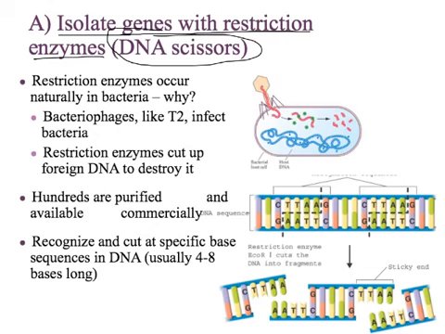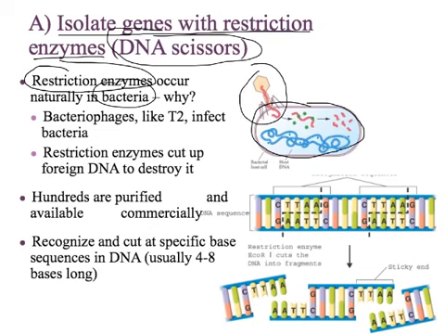So restriction enzymes are actually found naturally in bacteria, but you might think why. And the reason is bacteria are infected by viruses. And remember, viruses work by injecting their own DNA and taking over the bacterial cell. They kind of hijack it. So bacteria have these enzymes that recognize the viral DNA. So the restriction enzymes are these little green things. They recognize that viral DNA and they cut it up.